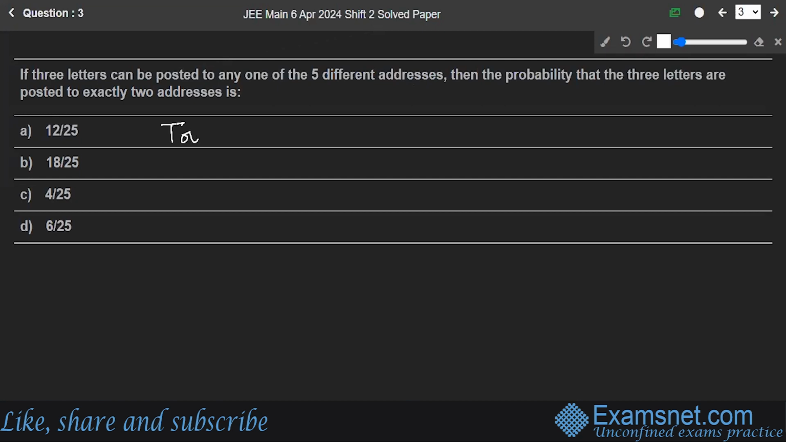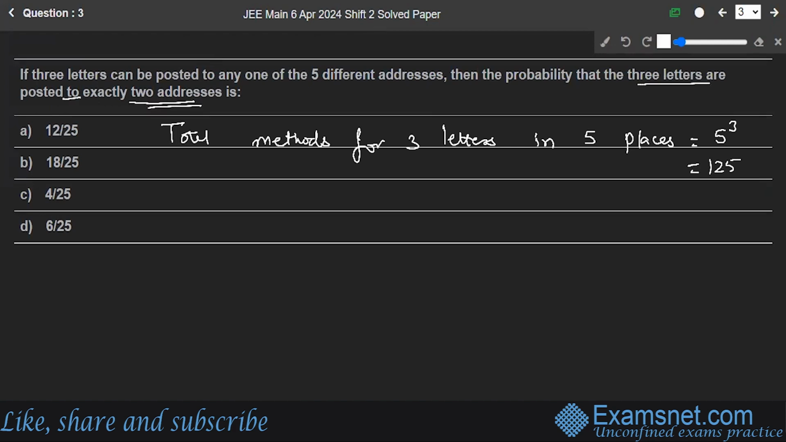So total methods for 3 letters in 5 places is 125, 5 raised to power 3, right? And you have to find out the probability that 3 letters are posted to exactly 2 addresses, not more than that, right? So 3 letters are posted to exactly 2 addresses.